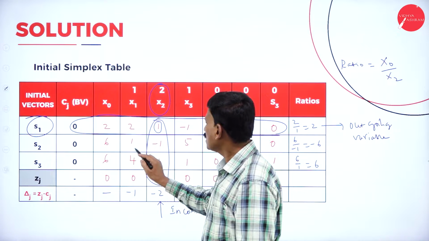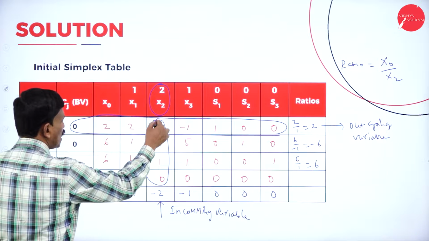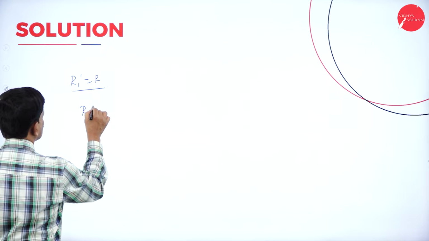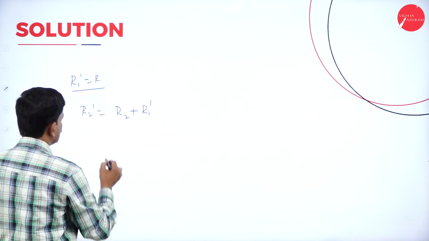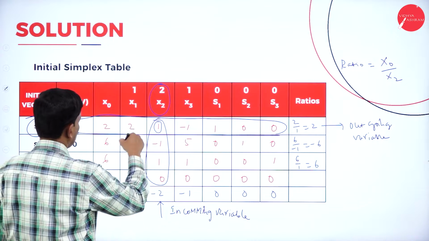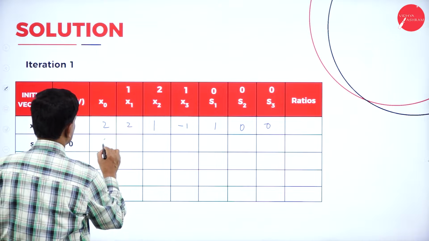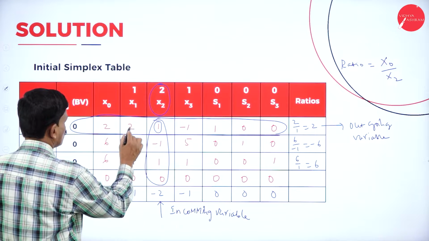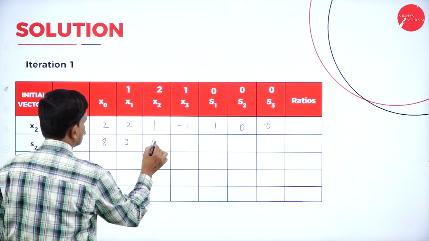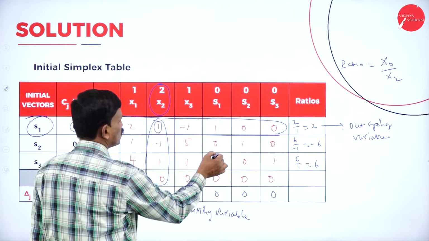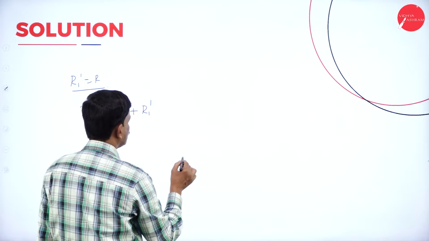Now next convert this minus 1 as 0. For this, what is the operation we are going to use? Add these two, that's all. R2 dash is equal to R2 plus R1 dash. So if you add these two, you will get the answer. So 6 plus 2 is 8. Again, 1 plus 2 is 3. Minus 1 plus 1 is 0. 5 minus 1 is 4. 0 plus 1 is 1. 0 plus 1 is 1, 0. So 4, 1, 1, 0.